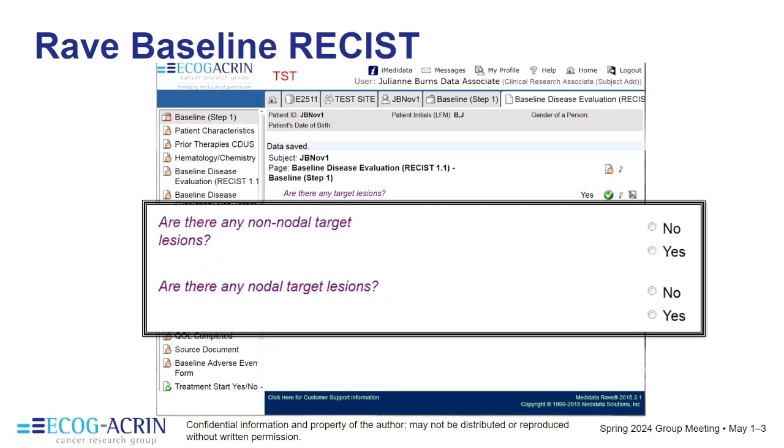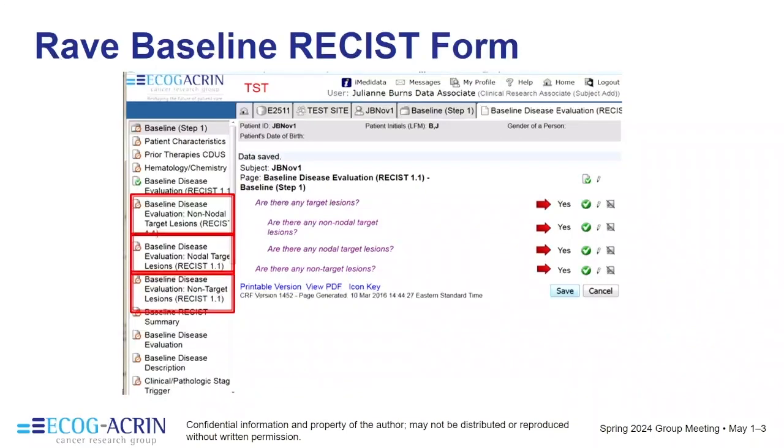So baseline RECIST, once you respond, if there are any target lesions, you will then be asked if there are any non-nodal target lesions or any nodal target lesions. Nodal and non-nodal lesions are going to be reported on separate forms. So as you can see in this case, are there any target lesions was reported yes, which rolled out any non-nodal target lesions, any nodal target lesions, and any unmeasurable lesions. Because yes has responded to all of them, it has now rolled out the appropriate forms.